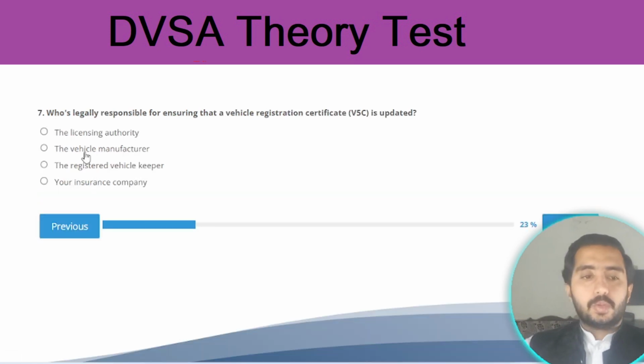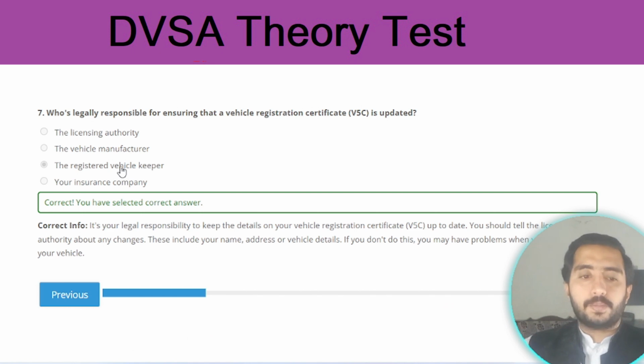Next one, question number 7, who is legally responsible for ensuring that the vehicle registration certificate is updated? The responsibility of this task is the registered vehicle keeper. Option C is the correct one.